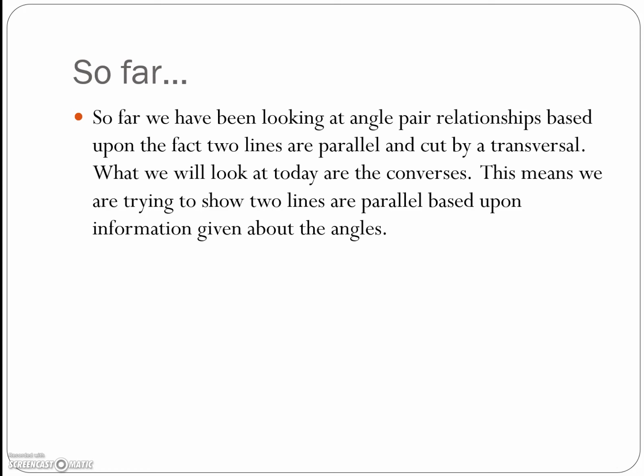So far we've been looking at angle pair relationships, and this is all based upon the fact that we had two lines that were parallel and we cut them by a transversal. Today we're actually going to look at the converses. Remember, converse means we're flipping it around. So this means we're trying to show two lines are parallel based upon specific information given about our angles.